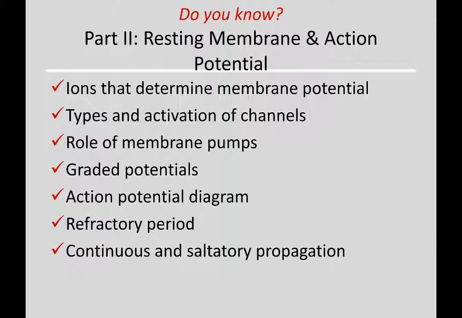So let's recap. Ions that determine membrane potential. Which ones were we talking about today? Sodium and potassium. Where is there a lot of sodium? Outside of the cell. Where is there a lot of potassium? Inside the cell. If we want to make the cell more positive, what happens? Sodium is going to open and sodium enters. If we want to make it negative, potassium leaves.